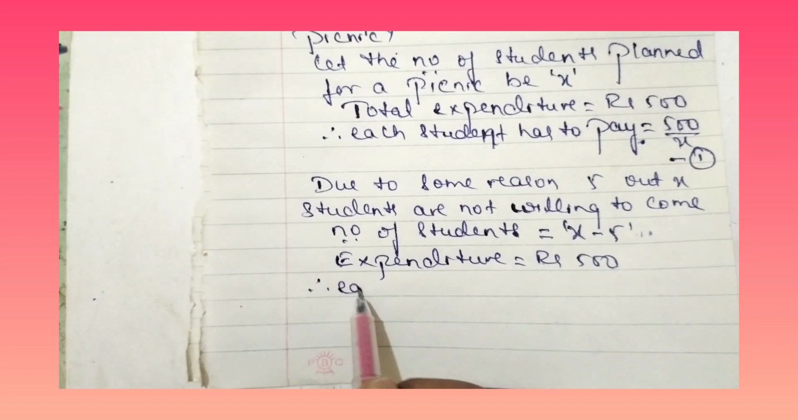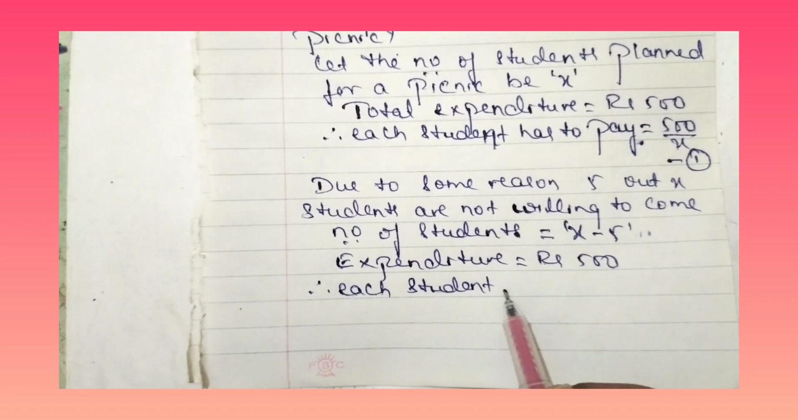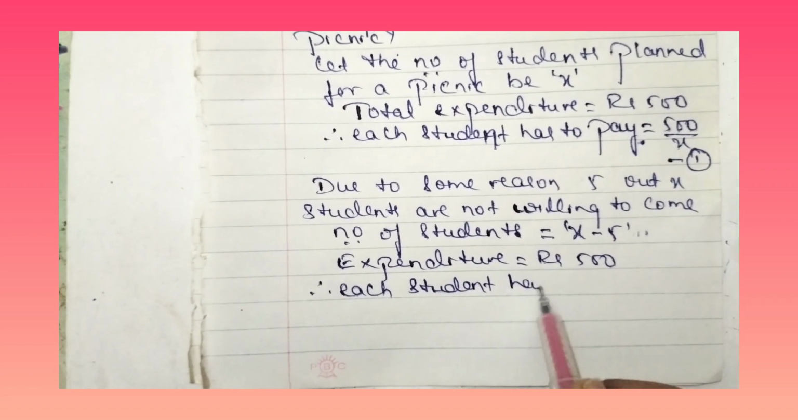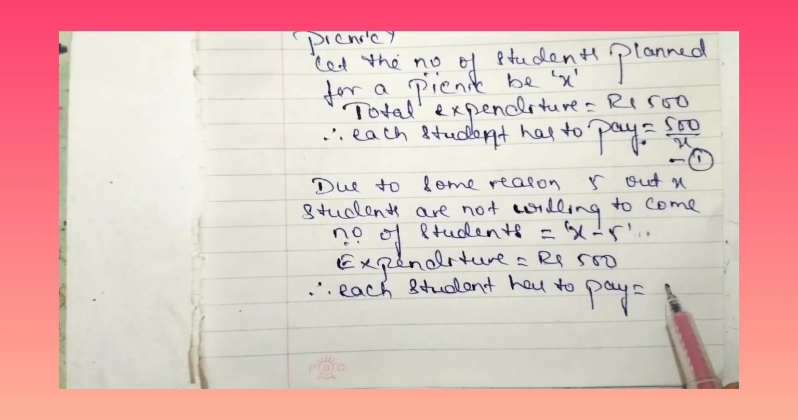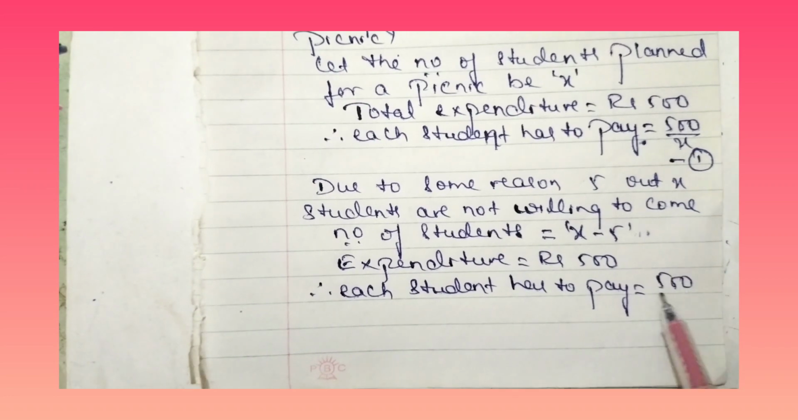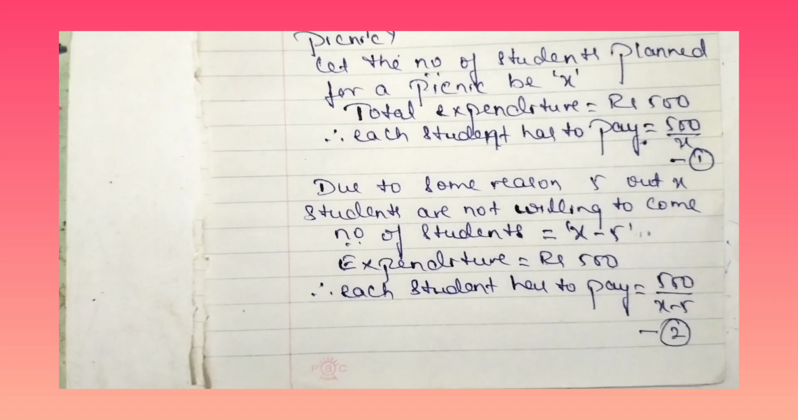Therefore, each remaining student has to pay 500 divided by x minus 5 rupees. You call this as 2. So if x number is there, the expenditure per student will be less, but since the number of students decreases, now the expenditure will be more. Here the difference in their expenditure is 5 rupees more.